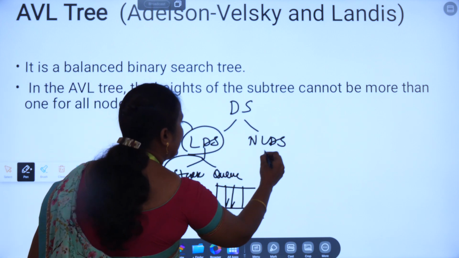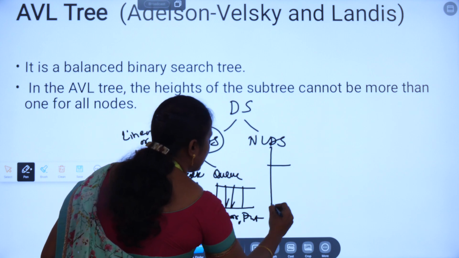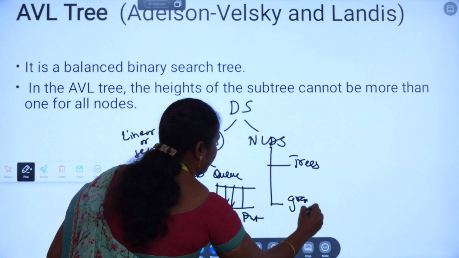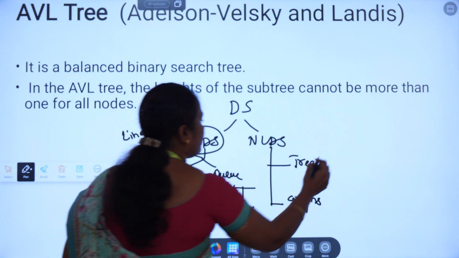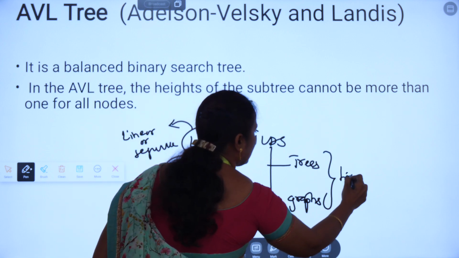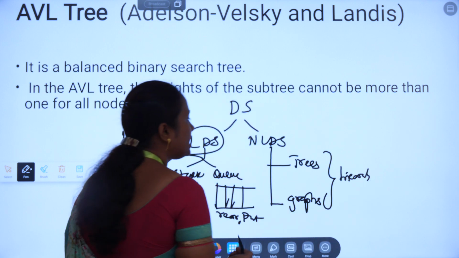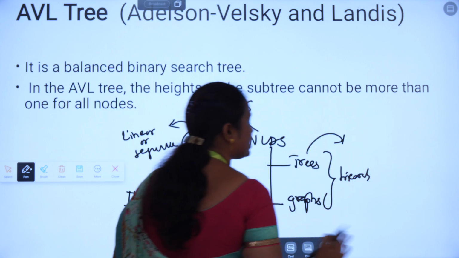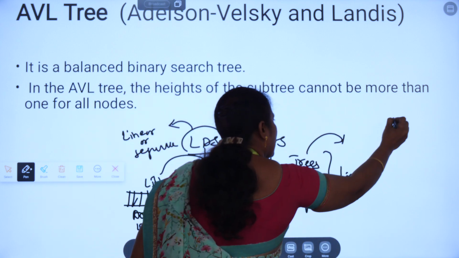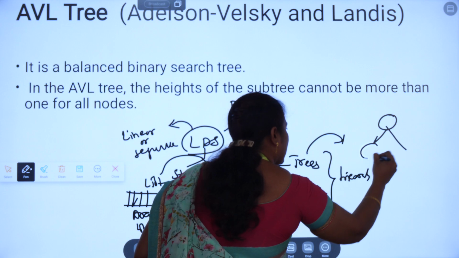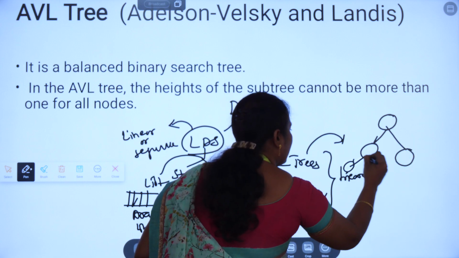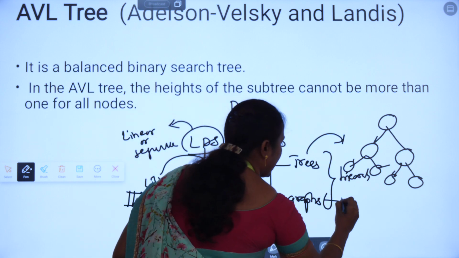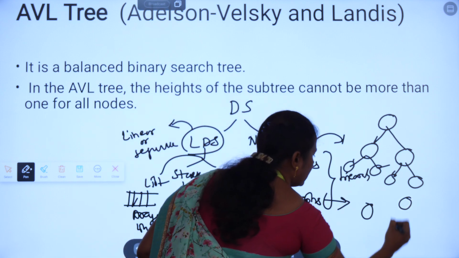When you come to the non-linear data structure, we can organize our data in the form of trees and graphs. Both follow a hierarchical relationship. The tree has a parent-child relationship. We organize data in a hierarchical form like this, and all the data have a relationship with one another. When you come to the graph, we organize the data in the form of like this.